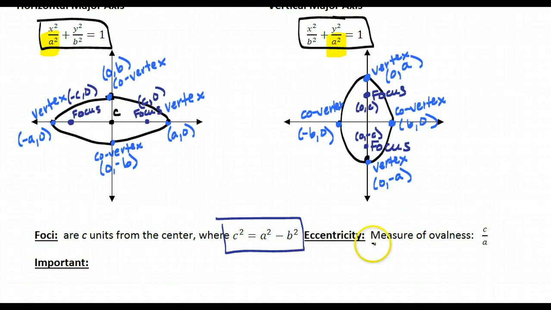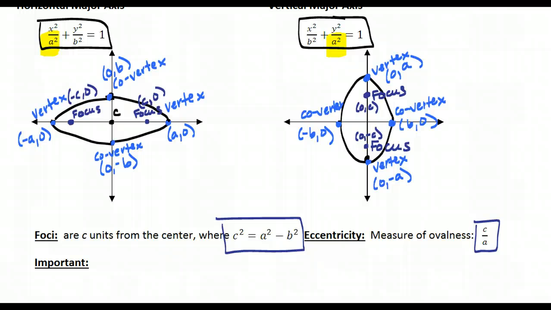And then we have something called the eccentricity, and that tells us how oval our ellipse is. So it's a measure of the ovalness. And you find the measure of the ovalness by doing c divided by a. And that one's easy, just c divided by a.